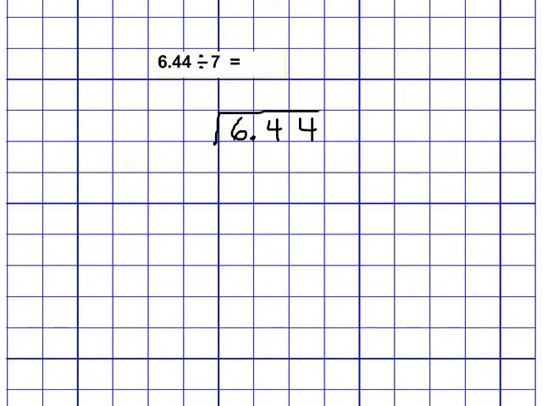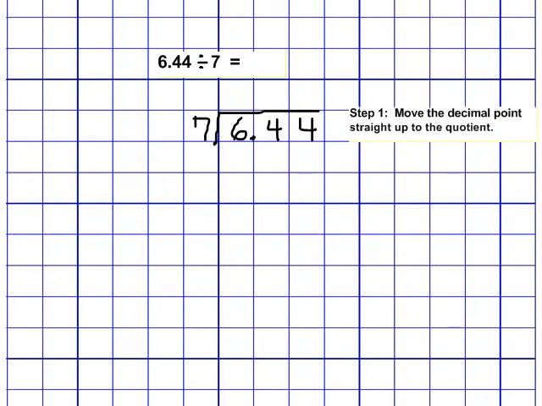Notice that I am using graph paper today, and I have each number inside each box. For division, it is essential that you keep all the numbers lined up. Notice also that the dividend 6.44 is less than the divisor 7. Now I'm ready for step number 1. Step number 1 says that I need to move the decimal point, which I find right here. I need to move it straight up to the quotient. It simply goes up.